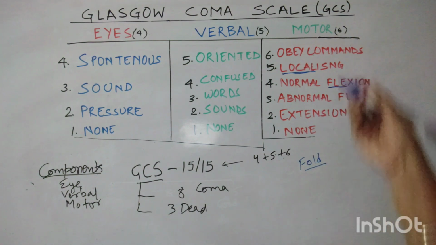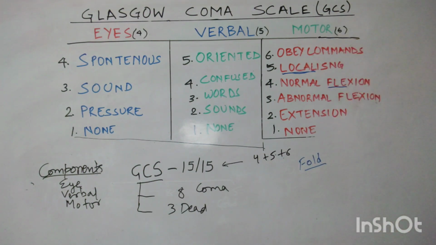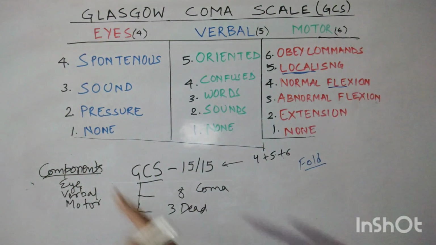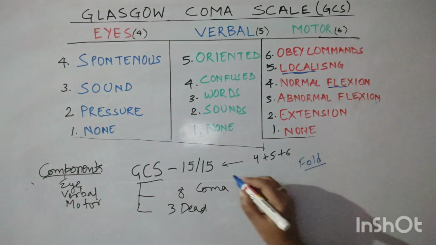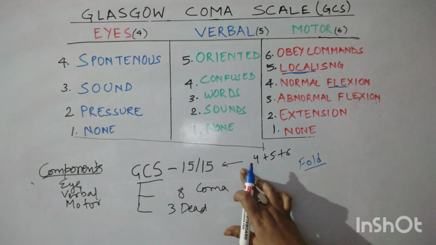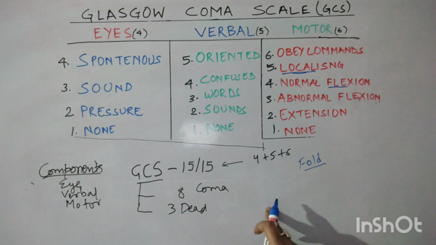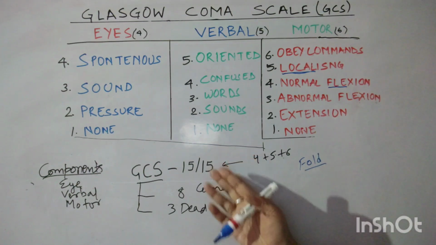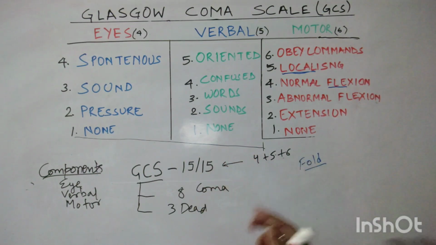So in motor we have 6 score, in verbal 5 score, and in eyes 4 score. After adding all this we get 15. If a person has a GCS of 15, we can say the person is normal. If a person is confused but talking appropriately, he comes in between 15 and 3. So we can say the prognosis is good.